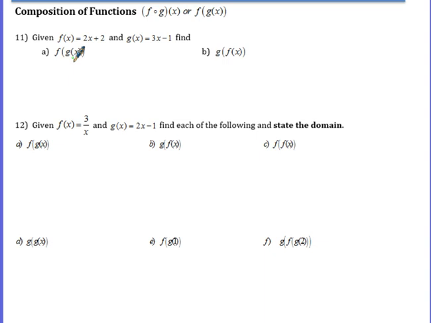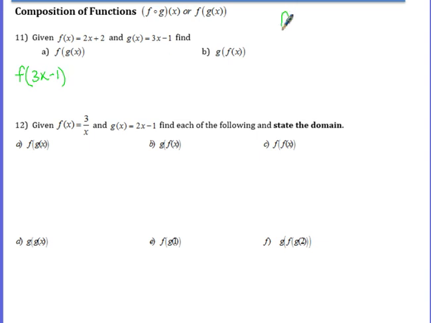where we work first. So we take this to be f of 3x minus 1. Remember, we take the inside and we find what that is. That is 3x minus 1. So we put that in here. Now we're asked, what is f of 3x minus 1?